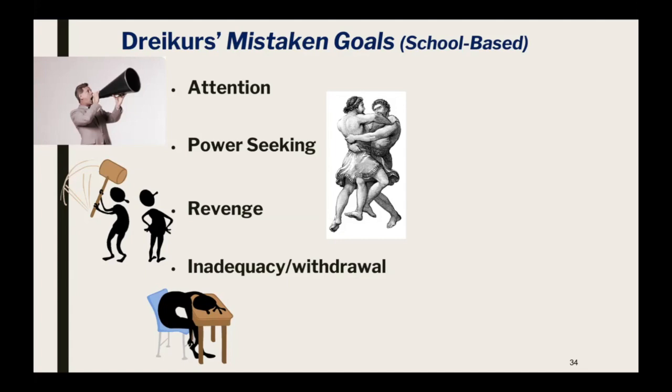But we can punish this kid into submission, perhaps, if our punishments are strong enough, and that's where our kids lose their motivation. I ain't doing anything, or they skip work, they skip school, they don't show up. And so you'll find out more about Dreikurs's mistaken goals, and you'll apply it in your part 2 paper.